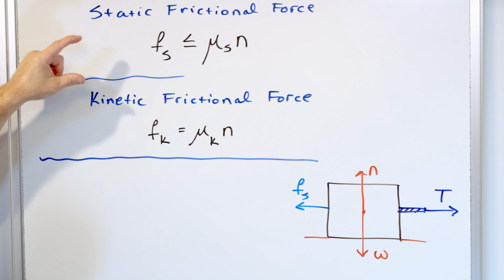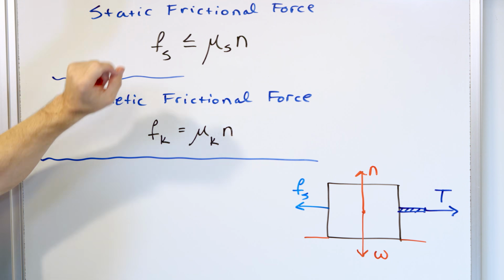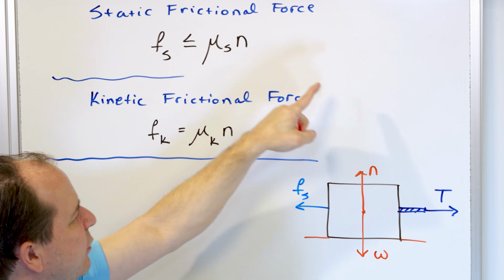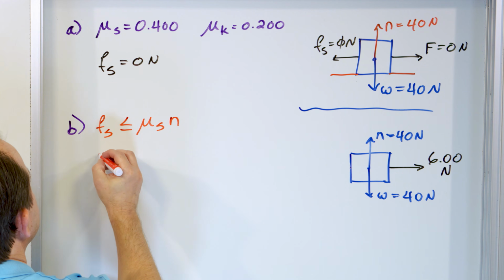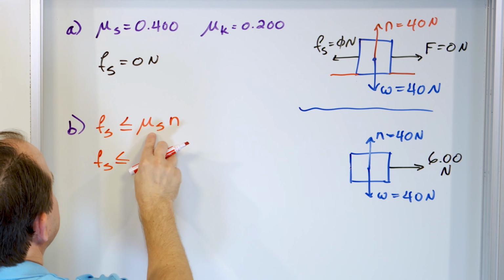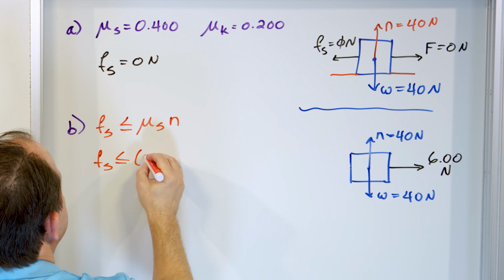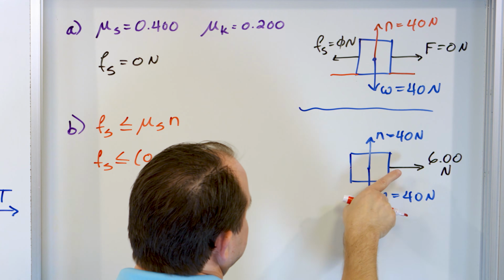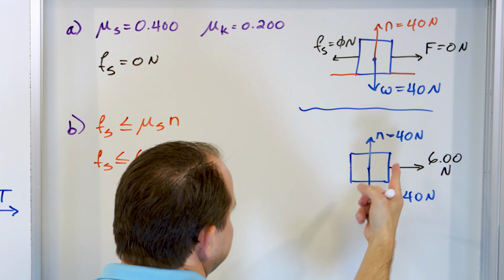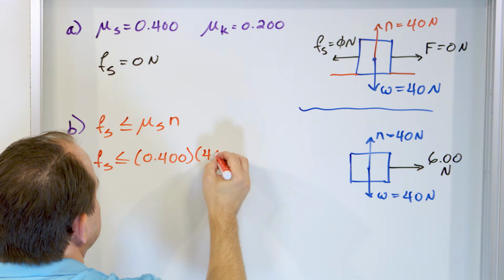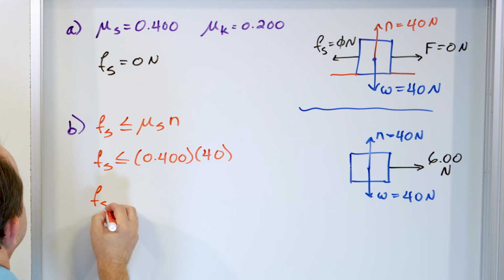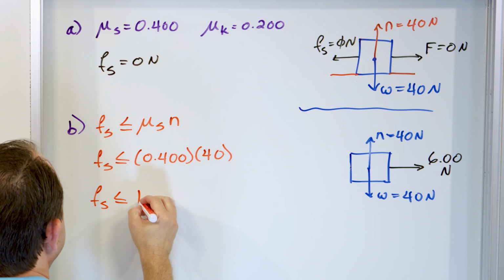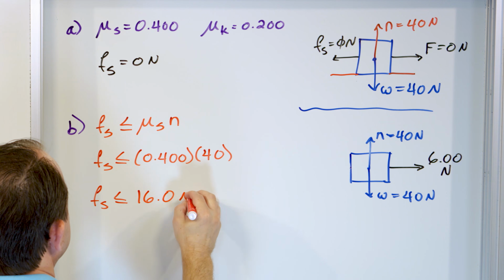So first you consider the case to see, is it stationary or not? The maximum static frictional force is going to be equal to this, which is exactly what I wrote down right here. So it's less than or equal to the coefficient of static friction, 0.400, times the normal force, which is 40 newtons. That's exactly equal and opposite to the weight, so 40 newtons. When we carry out this calculation and multiply, we get less than or equal to 16 newtons.